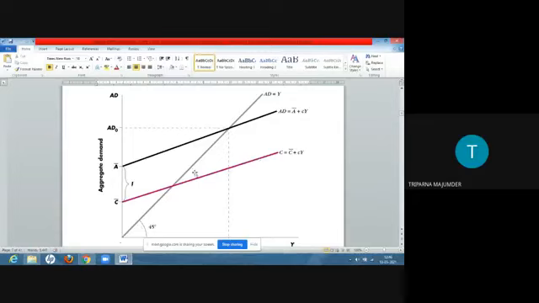Now, here we find another line. This is the 45-degree line. This is an important tool to get the equilibrium level of income. Why is it so important? You take any point on the 45-degree line, the x value is equal to the y value. So on this line, all x's are equal to y's.